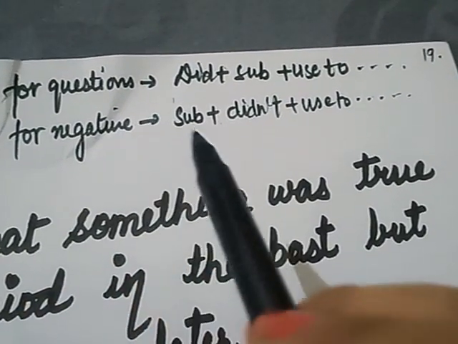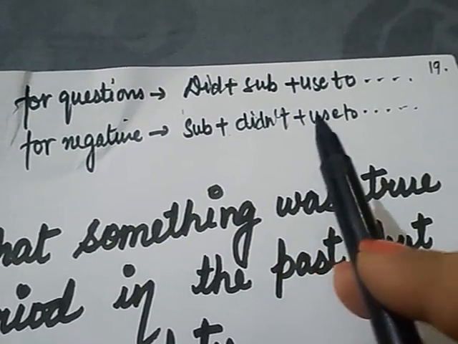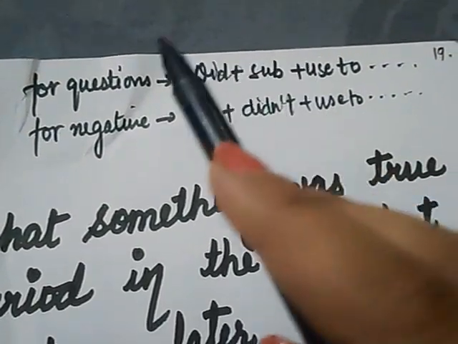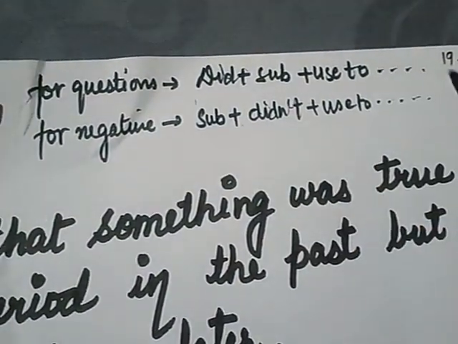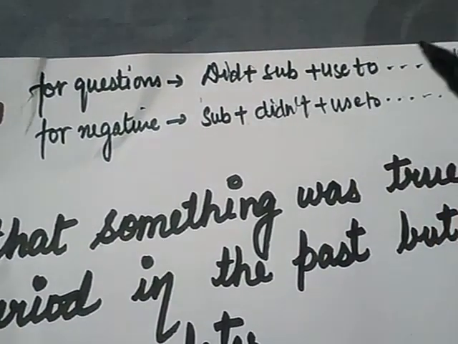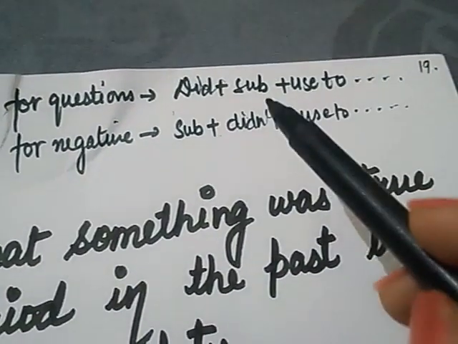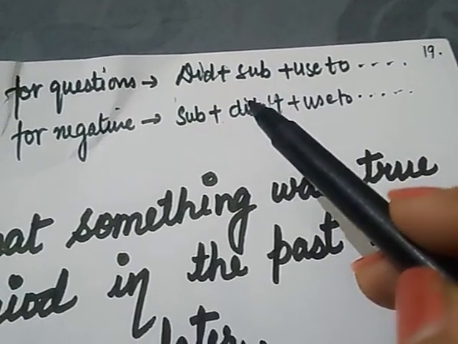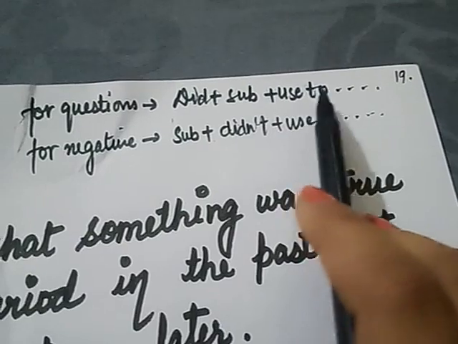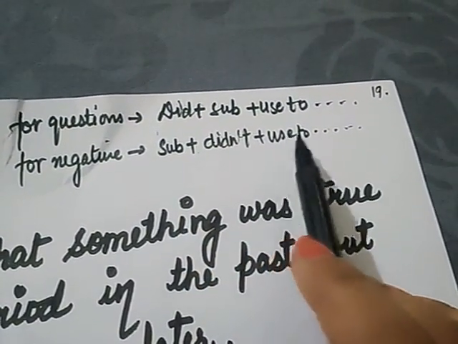Similarly for negatives, we'll use the subject first and then didn't, then use to, not used to. So this is the area where children make mistakes. They say, did he used to? No, this is wrong. Similarly for this also. So you have to understand that we have to use use to with did, and with didn't also we have to use use to.